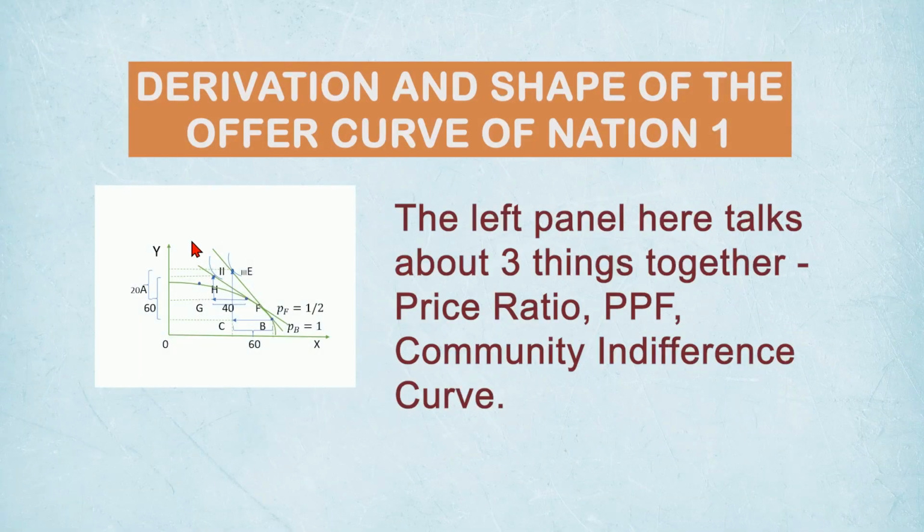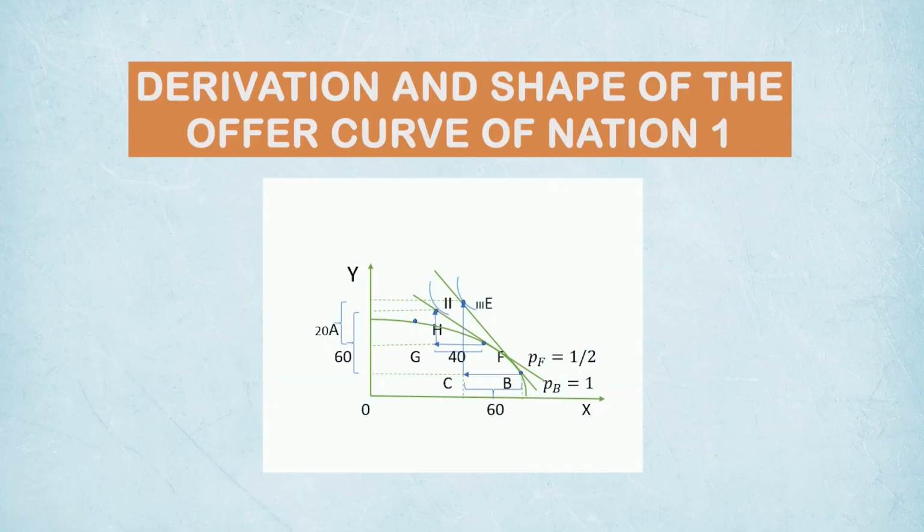Now let's start with this diagram. The left panel here talks about three things together. One is the price ratio, other is the PPF, other is the community indifference curve. As I said, these three things are the reflection of the offer curve. Now here the offer curve is a concave type shape. Here you can see this is the offer curve.